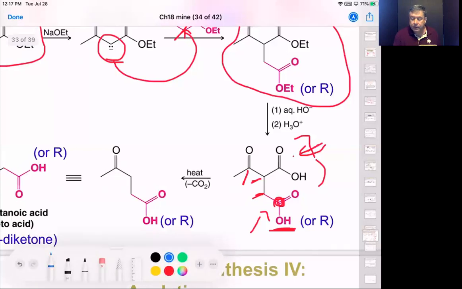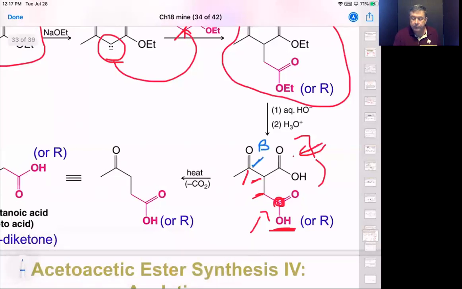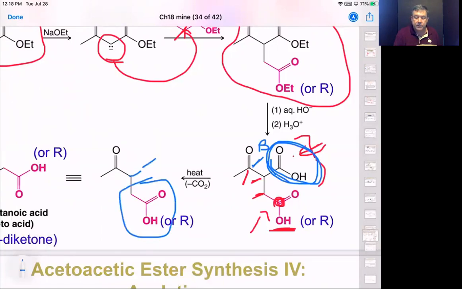However, it's on the beta carbon of the carbonyl on this group, okay? You cannot do the decarbonylation from the gamma position. You can only do it from this beta position, which means this carboxylic acid will preferentially decarbonylate. Your other carboxylic acid will not be removed, only the one that was attached in the beta position to our carbonyl here, okay?